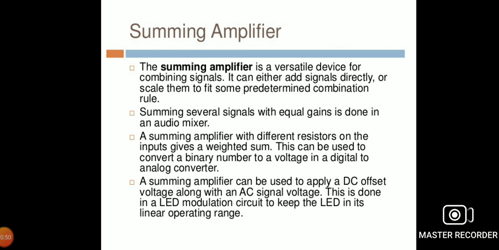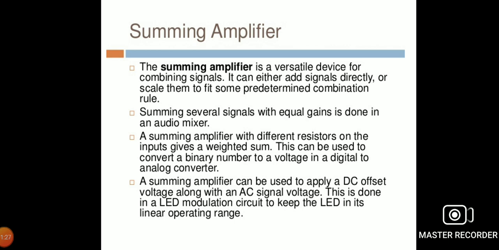In the summing amplifier, it is possible to apply more than one input signal to an inverting amplifier. This circuit will then add all these input signals to produce the sum at the output. Such a circuit is called an adder or a summing amplifier. There are two types: the inverting summing amplifier and the non-inverting summing amplifier.